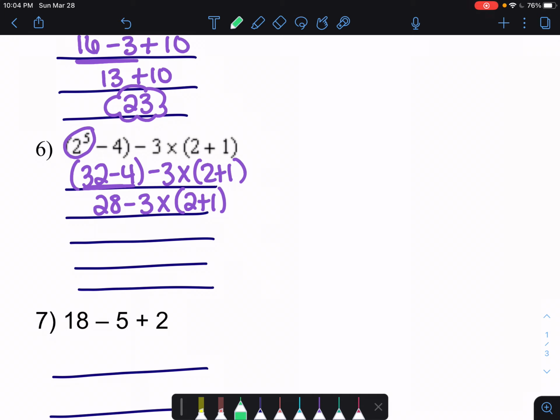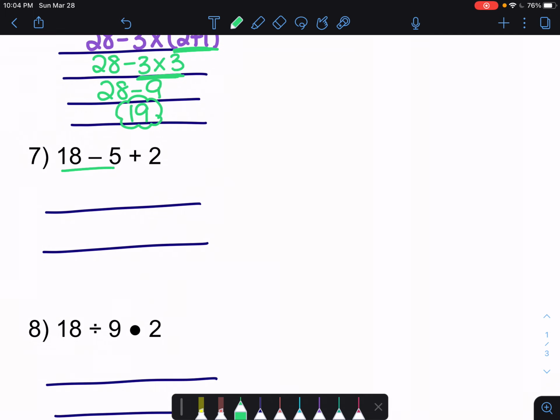Now there's another set of grouping symbols over here, so I have to do those first. So 28 minus 3 times 3. And then multiplication comes first before subtraction. So 28 minus 9 is going to be 19. In number 7, I'm going to do 18 minus 5 first because it's going from left to right. 18 minus 5 is 13, plus 2 is 15.